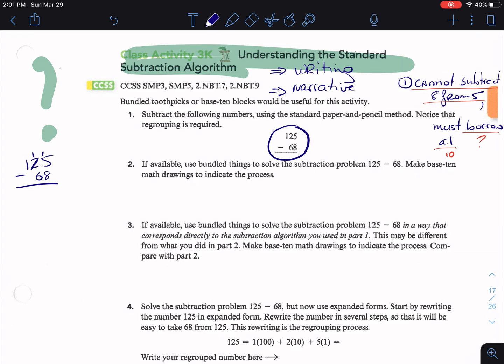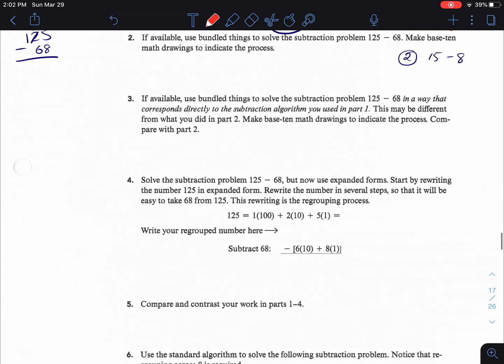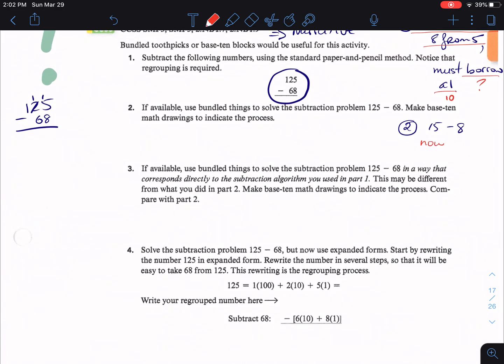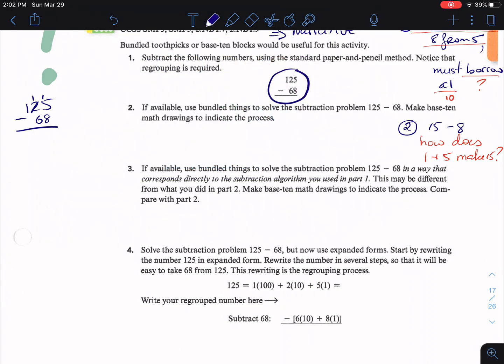So now we have 15 minus 8. Okay, but we borrowed a 1. We borrowed a 1 and a 5. How does the 1 and 5 make 15? That's a problem for kids. All right, so 15 minus 8 will give us 7.